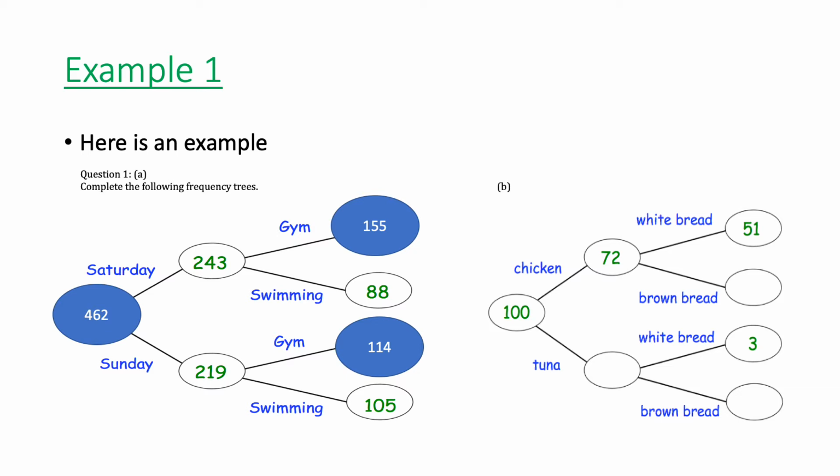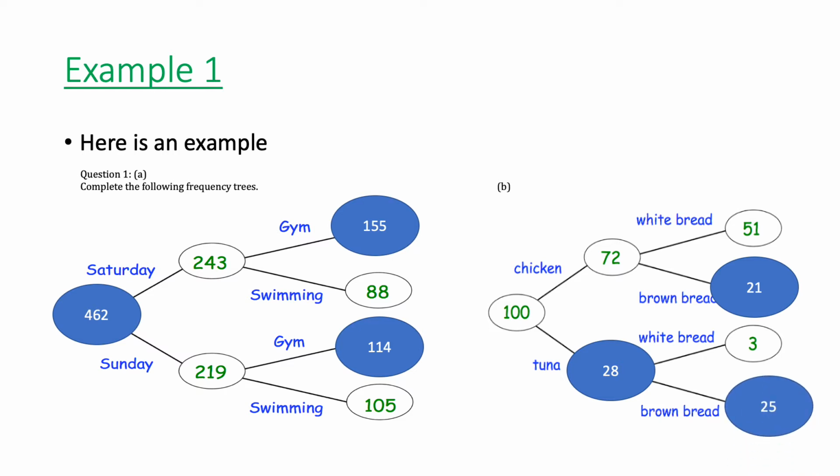Part B, guys. So we've got chicken and tuna, white bread, brown bread, white bread, brown bread. Filling the gaps, that's going to be 28 because 100 minus 72 is 28. The next one's going to be 21, which is 72 minus 51. This one's going to be 25, now that I know that one's 28. So that is what I call a frequency tree, guys. It's very nice and simple, and not very complicated to grasp.